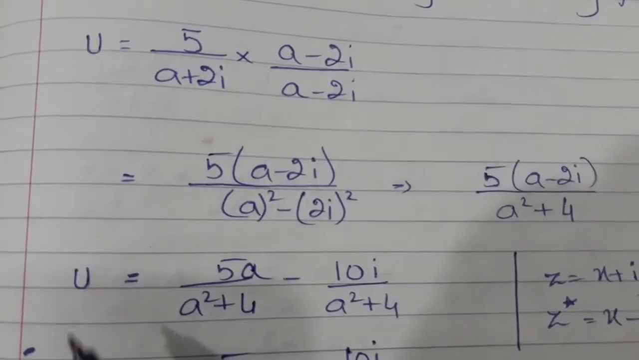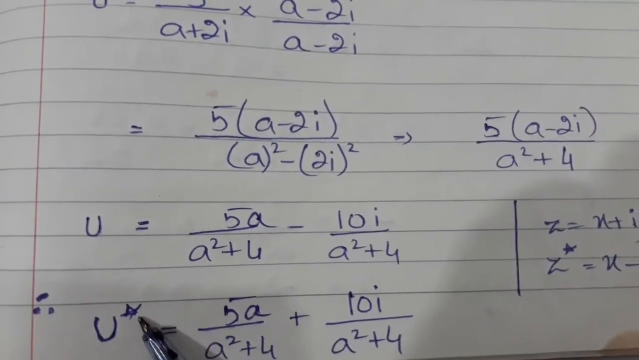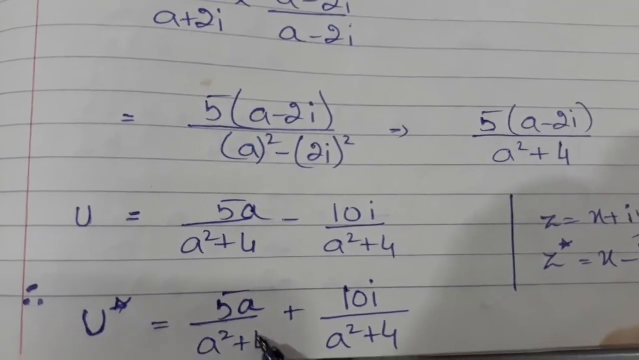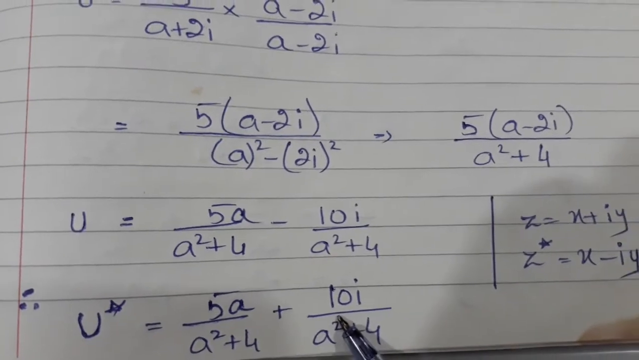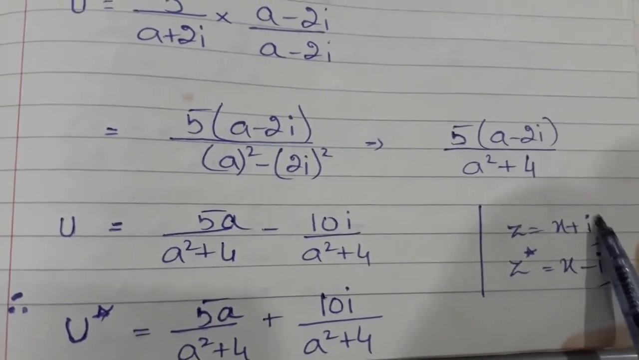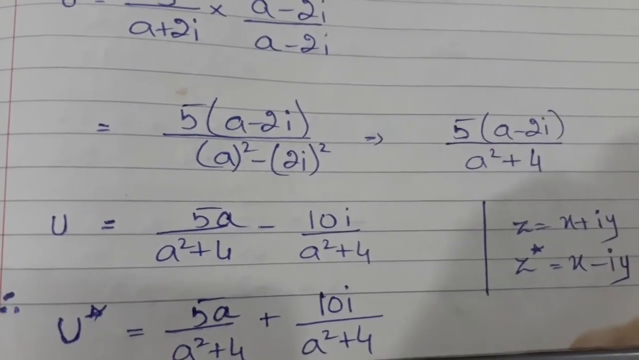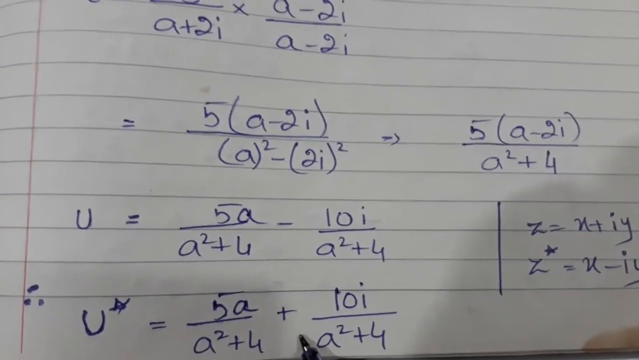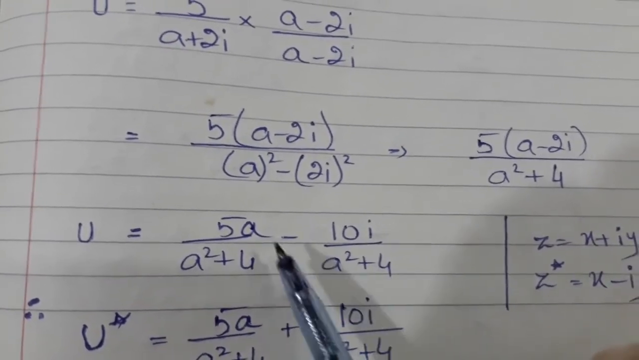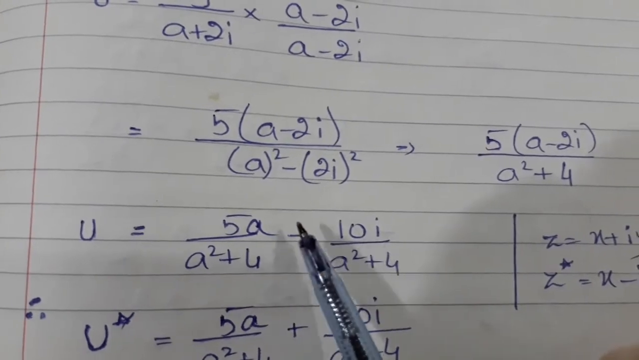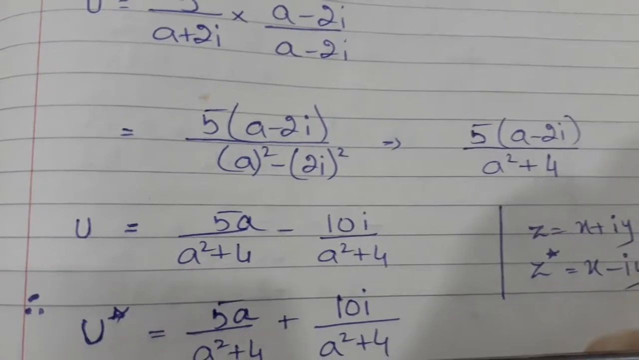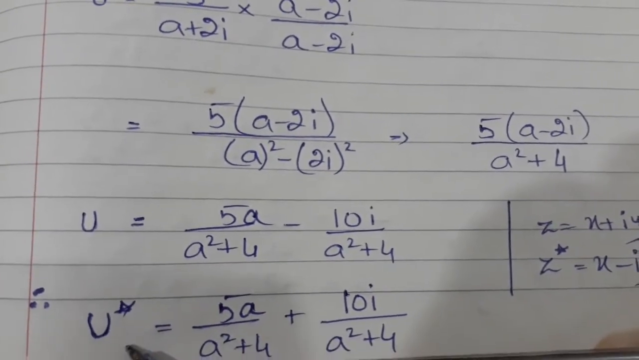So the conjugate of u, which is represented by this asterisk symbol on top, will be this, because if you remember, in the conjugate of a complex number, we change the sign of the imaginary part, right? So I'm changing the sign of the imaginary part. If it is minus, it becomes plus. If it is plus, it becomes minus. The other number does not change its sign. And why am I doing this? Because I need this in part 2.